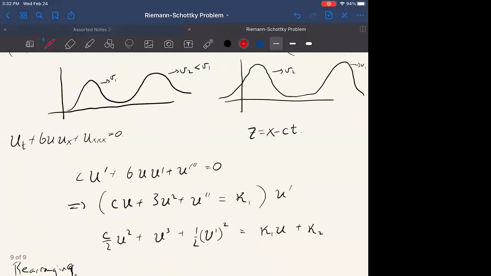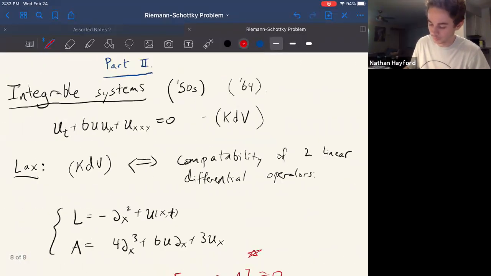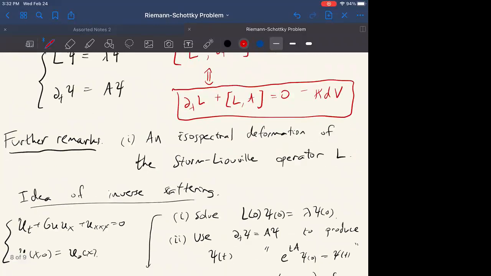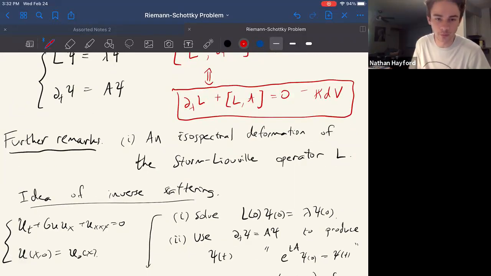So the above properties: that there are exact solutions, an infinite number of conservation laws, and they act as isospectral deformations of some differential operator. So those are the kind of properties we want.